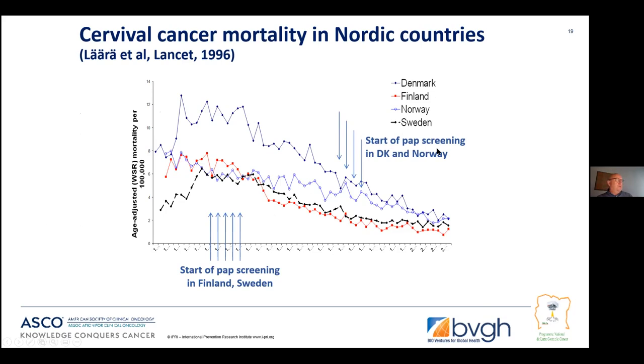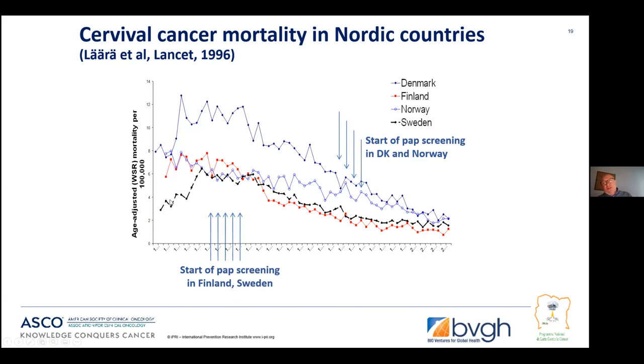This is a paper published 30 years ago, in 1996, in The Lancet, not a bad journal. It is based on cancer registries in Nordic countries. As you may know, Nordic countries have a long-standing experience of very high quality cancer registries, where they collect standard data on cancer diagnosed in Denmark, Finland, Norway, and Sweden. In fact, this graph starts in the early 60s, so very long ago.